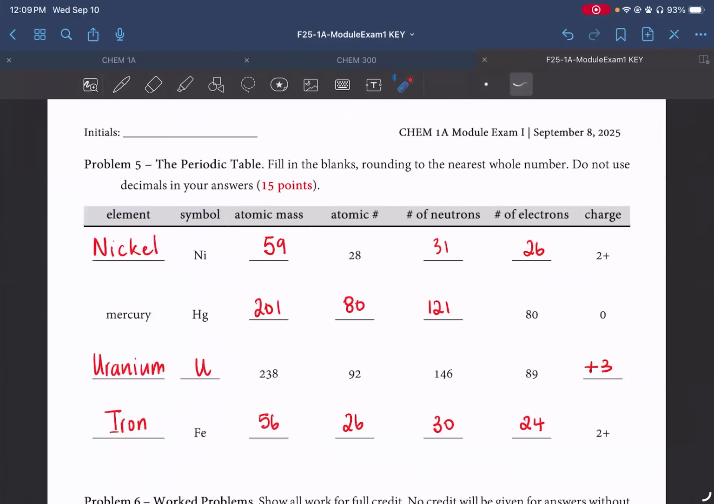The periodic table, this was one of the highest performing questions. This was one of the problems we went through in our in-class problem set. I did give you the hint that this would be on the exam.